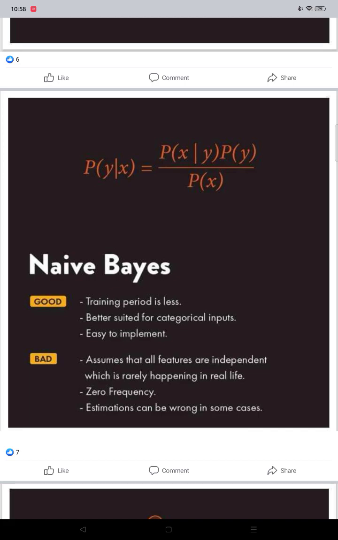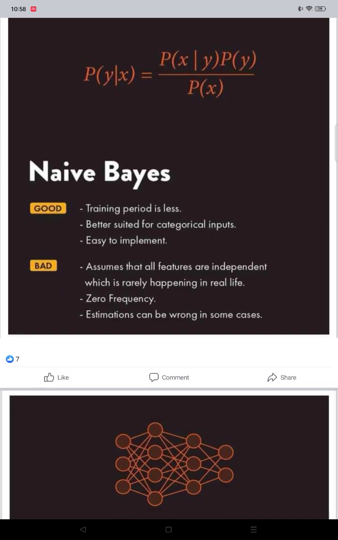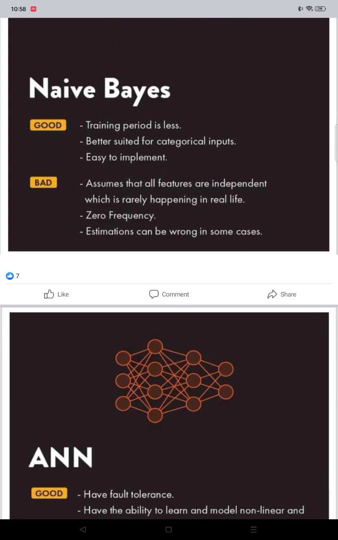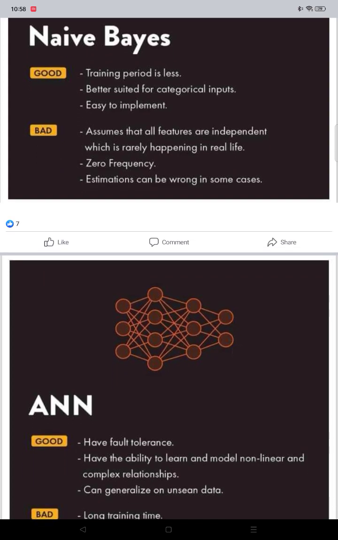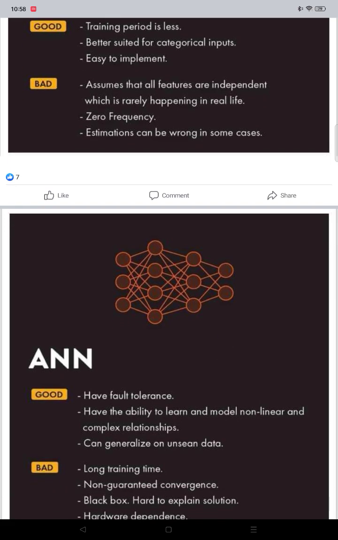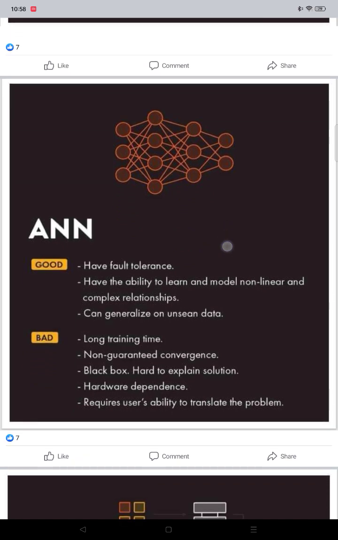Now, naive Bayes, you can see this formula. The good thing is training period is less, it is better suited for categorical inputs, and easy to implement. The bad thing is the assumption that all features are independent, which rarely happens in real life. Zero frequency estimations can be wrong in some cases.